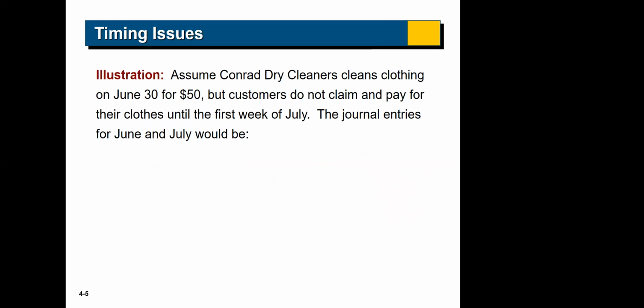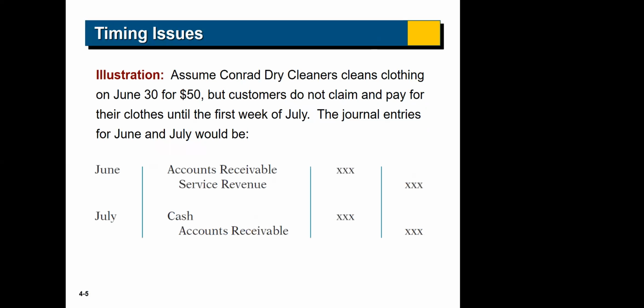Oh, wait, hold on. Before we get to the next one, we're going to talk about this one a little more. So here's an example. Assume that Conrad Dry Cleaner cleans clothing on June 30th for $30, but customers do not claim and pay for their clothes until the first week of July. So even though they haven't picked up their stuff, you have provided the service. You have paid for the chemicals, you've had the electricity, you've had the employees, you've had all the expenses. So the revenue recognition principle says that you do it when the service is provided, and the expense recognition principle is kind of the opposite of that. So you're linking the two together, and we'll look at expense recognition in a minute.